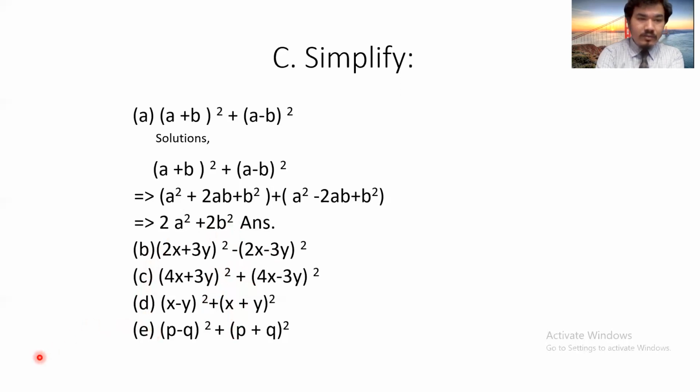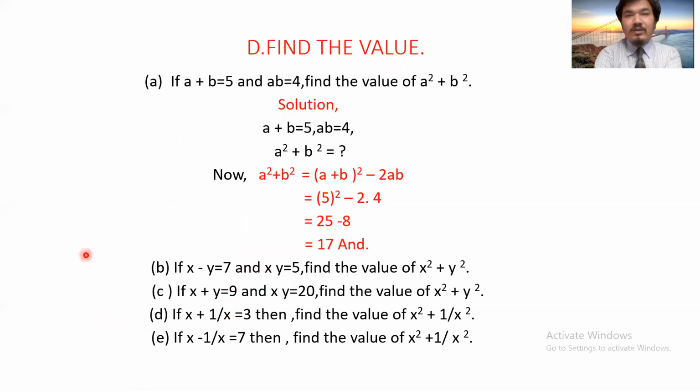Now let's move to the next slide. Look here, this is D, finding the values. What type of questions will be asked here? These are the given values: if a plus b equals 5, and a into b, that is ab, equals 4, find the value of a square plus b square.